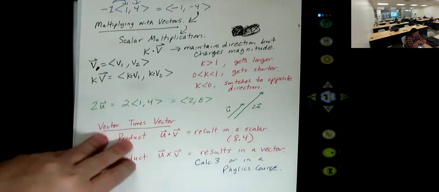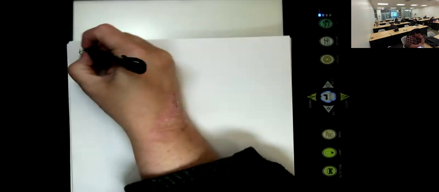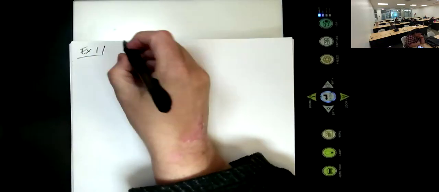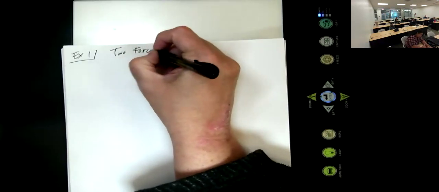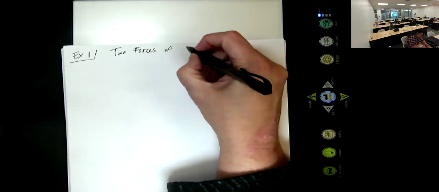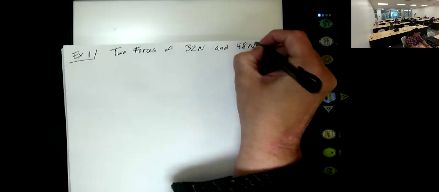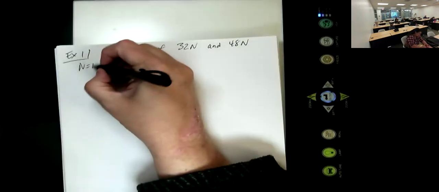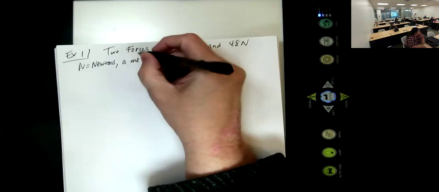All right, so let's do some examples. Our first problem is going to be two vectors, or two forces, of 32 newtons and 48 newtons. N is for newtons, a unit of force.